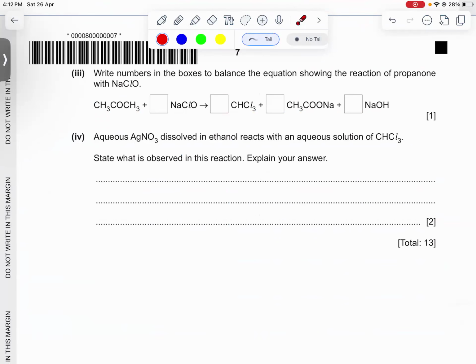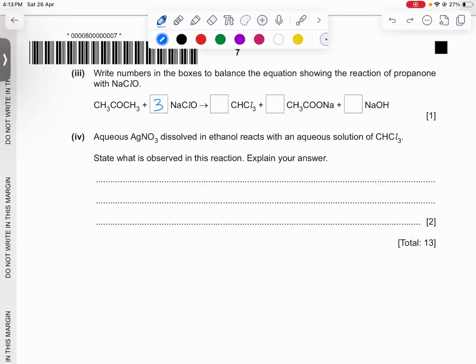So the easier way out is to look at this and say, okay, there are three chlorines over here, so we should put a three over here. Because we put a three over here, now there are three sodiums on this side. Now, because there is one sodium here and one sodium here, we can either put a two over here or a two over here. It depends where we want to put the two. It doesn't really matter where we put the two though.